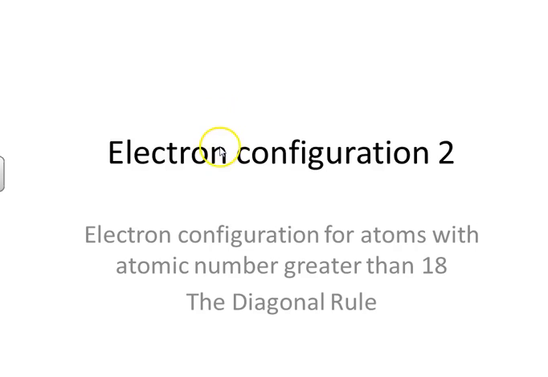In this recording, we will look at electron configuration for atoms with atomic numbers greater than 18 and the use of something known as the diagonal rule. Start with the electron configuration of potassium. Potassium has an atomic number of 19, and it is in period 4. Period 4 means that we'll need 4 energy levels.